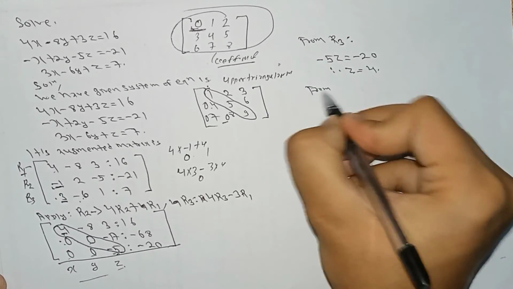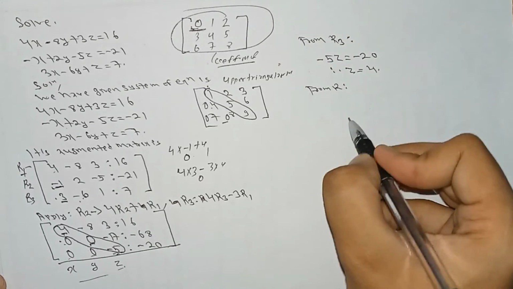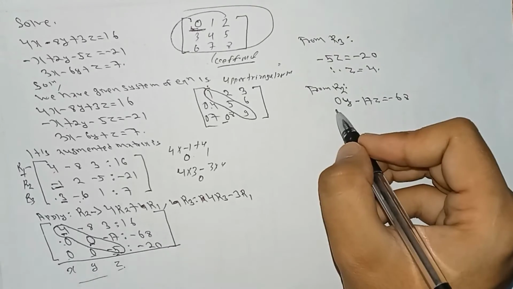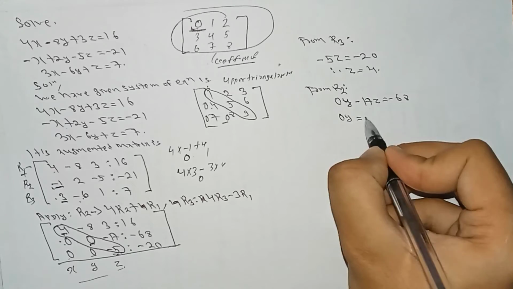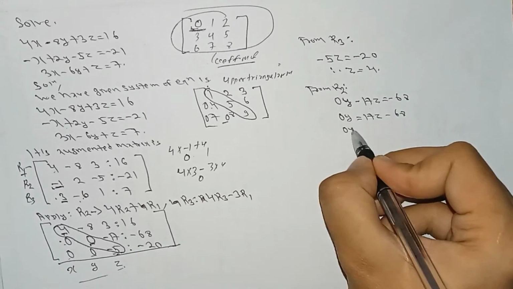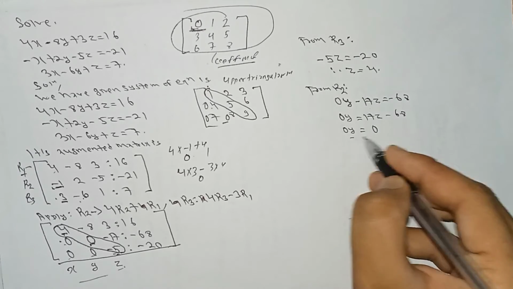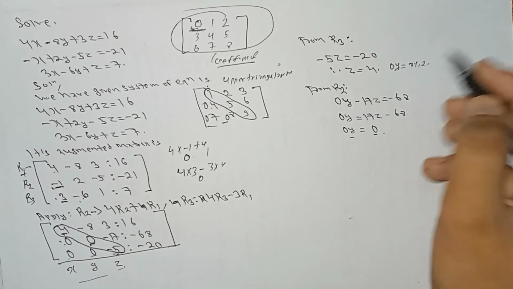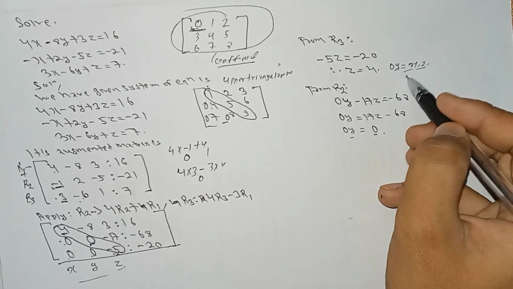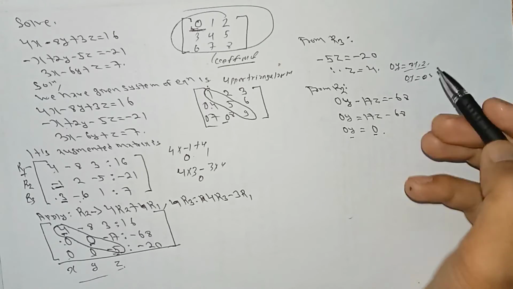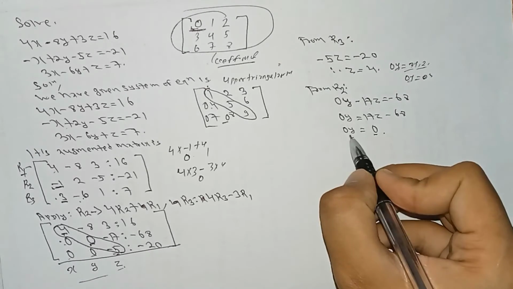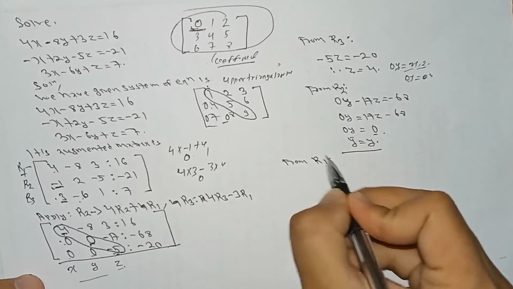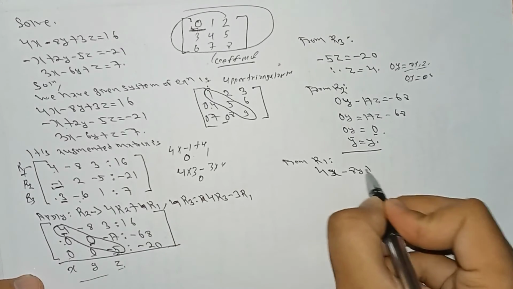From R2 we have 0 y minus 17z is equal to -68, so 0 y is equal to 17z minus 68, so 0 y is equal to 0. We can have 0 y is equal to 0, but we cannot have 0 y is equal to any constant value, like 1 or 2. So this means we can write y is equal to y. Remember this part.